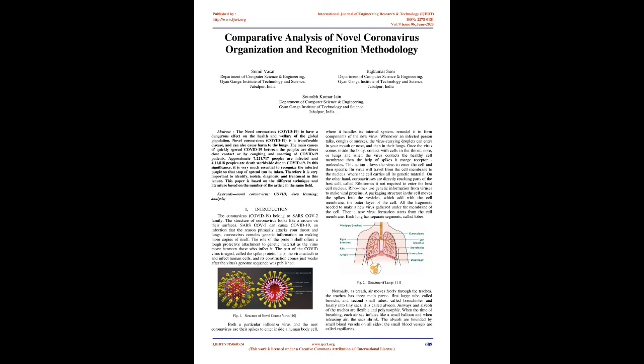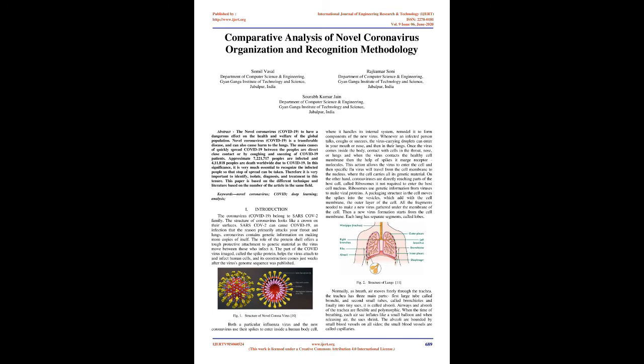A packaging structure in the cell moves the spikes into vesicles, which merge with the cell membrane, the outer layer of the cell. All the fragments needed to make a new virus are gathered under the membrane of the cell. Then a new virus formation starts from the cell membrane.